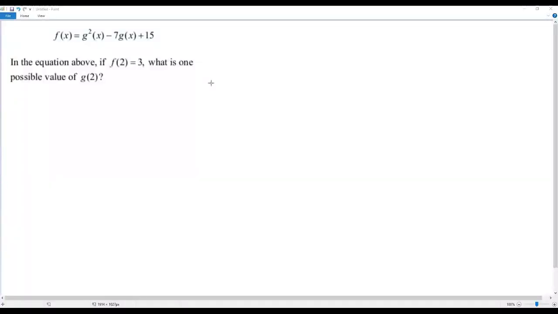Here we have a SAT math problem. Okay, let's go to the question. f of x equals g squared of x minus 7 times g of x plus 15. In the equation above, if f of 2 equals 3, what is one possible value of g of 2?